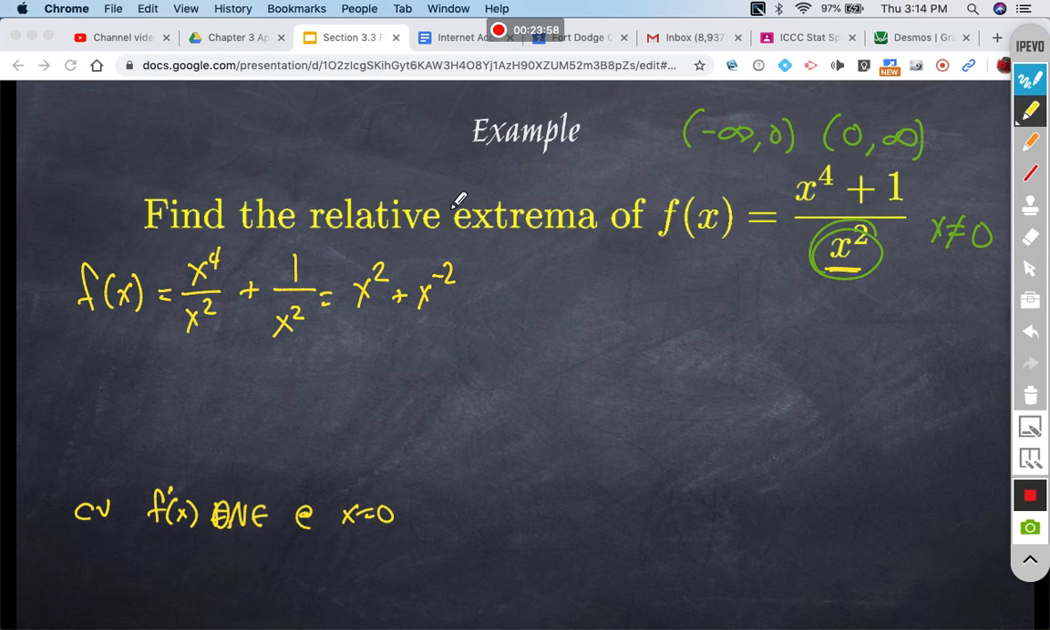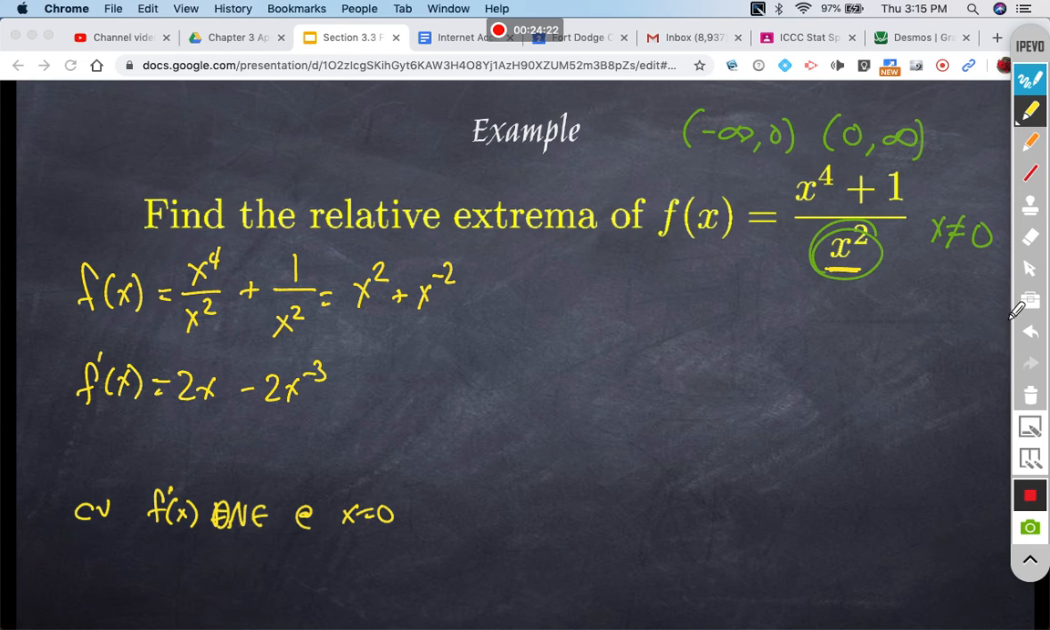Let's find the first derivative. Much easier to do this one than to have done this one. So the first derivative is just going to be 2x minus 2x to the negative third. So again, yes, we can still say the first derivative does not exist at x equals 0.